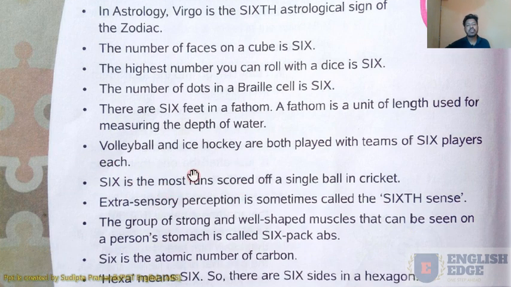Volleyball and ice hockey are both played with teams of 6 players each. 6 is the most runs scored off a single ball in cricket.